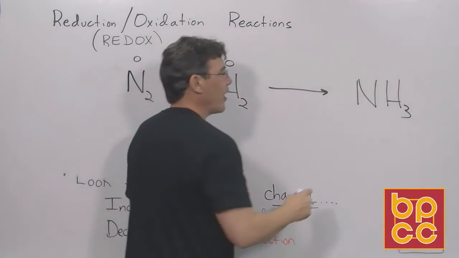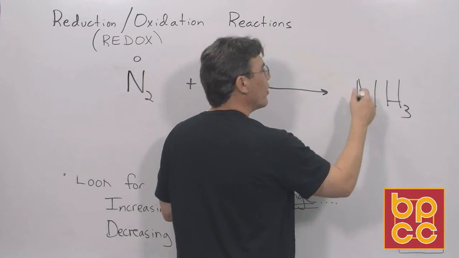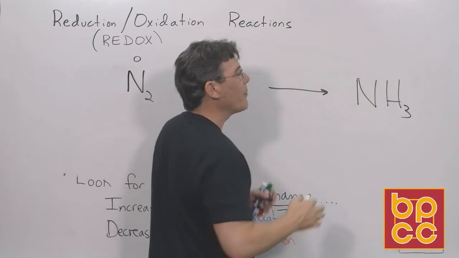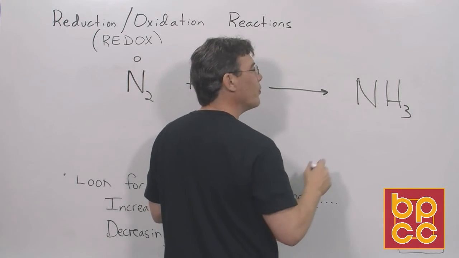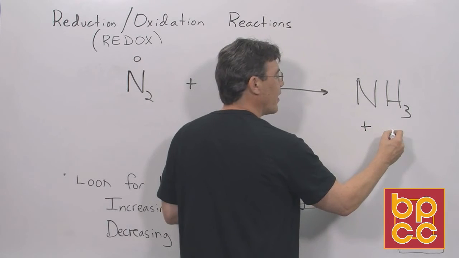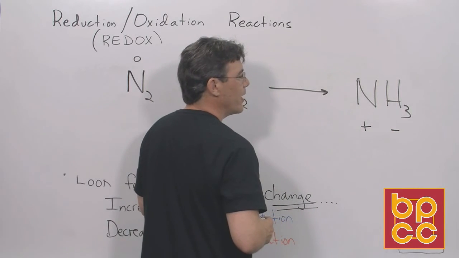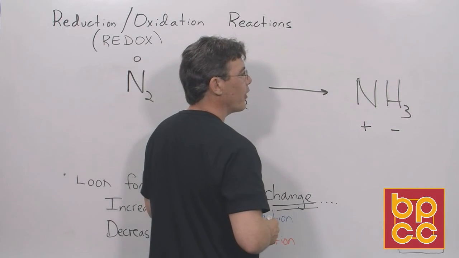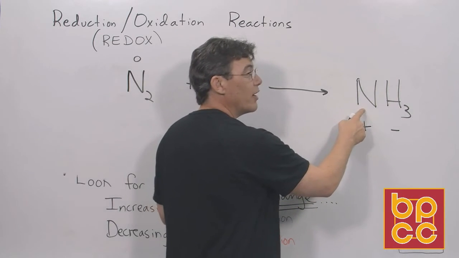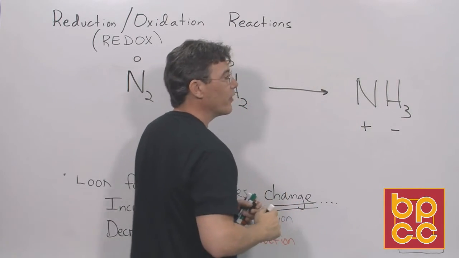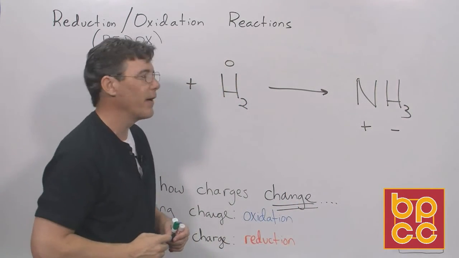Well, on the product side, what do we have? We have ammonia, which is truly a covalent compound, but in reduction oxidation we consider it an ionic compound put together plus and minus. And let's assign the proper charges here. Again, nitrogen has such a long laundry list of possible charges, you may want to wait on that one.